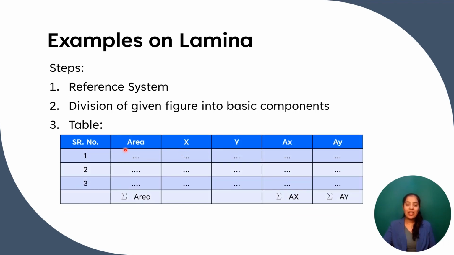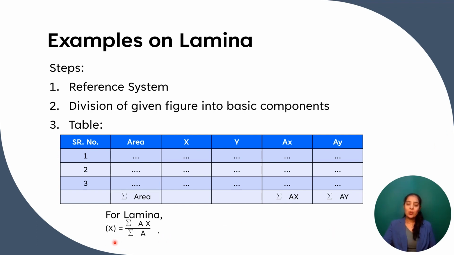We will calculate area of those basic components, then x coordinate of CG of that basic component. Then y coordinate of CG of that basic component. Then we will take product of a into x and product of a into y. After doing the calculations for all the basic components, we will take summation of area, summation of a into x and summation of a into y.